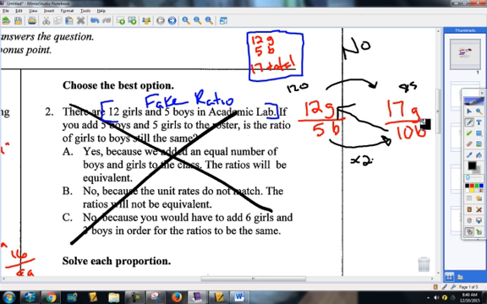You could simplify them. They already are in simplest form. Okay, you could divide them. Not going to do it, but you could do any of those methods. So right away, we've eliminated letter A because they're clearly not going to be the same.